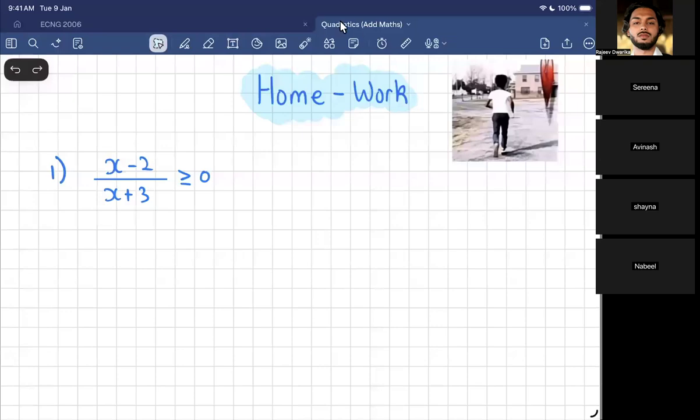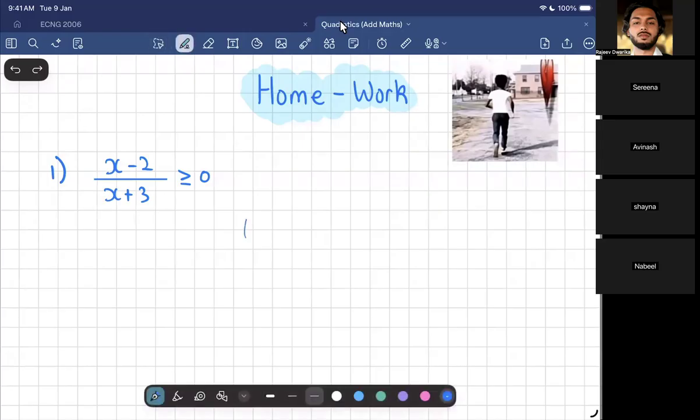Right, Serena? Let's start off with number one. How would I do this? First, you try to get rid of the denominator on the left-hand side. So we multiply by x plus 3 squared on both sides.